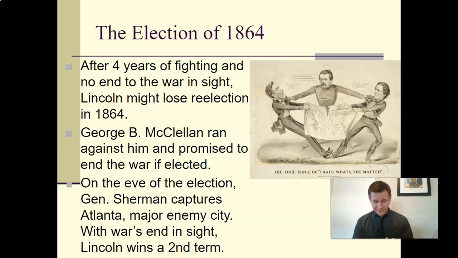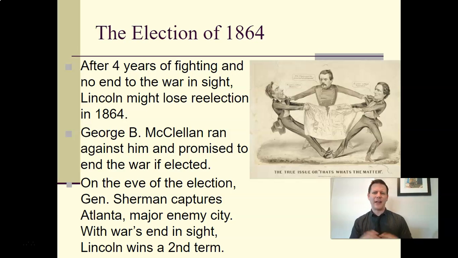Lincoln, though, is bailed out. On the eve of the election, the North actually gets a major victory. A guy named General Sherman, we'll come back to him in a second, ends up capturing Atlanta, which was one of the few industrial centers or cities in the South. They didn't have a lot of big factories, but Atlanta was one of those industrial hubs. He captures Atlanta. And when that is done, a lot of people in the North can finally see some light at the end of the tunnel. The war might be over soon if Atlanta is captured, and it happened right before the election.